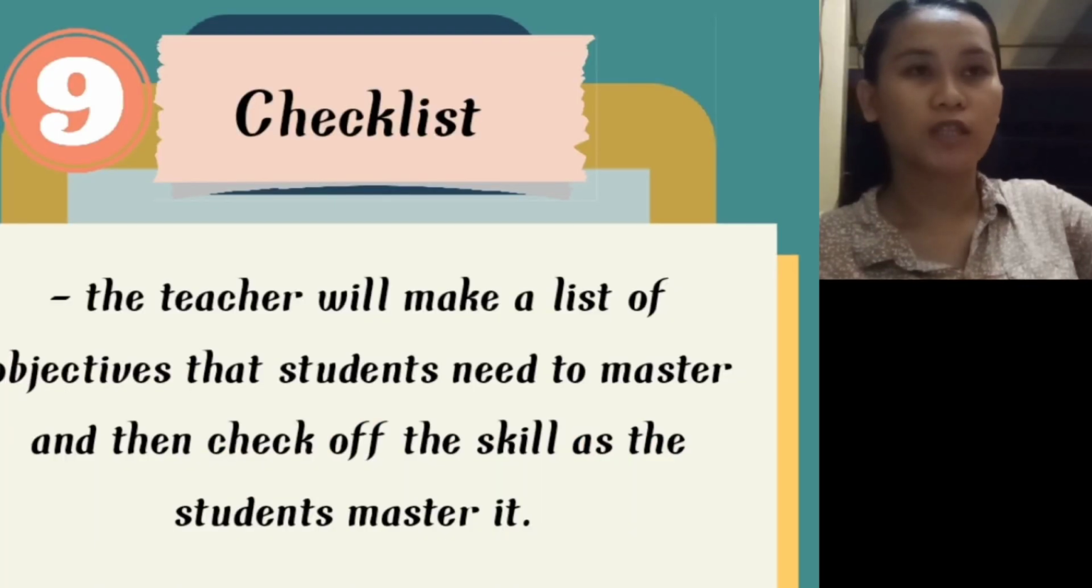Next, we have the checklist. The teacher will make a list of objectives that students need to master and then check off the skill as the things not to be taught. Now, this will allow teachers to keep on track about the students' progress, where it will determine which part of it students need to master or areas for improvement and which aspect of the curriculum need not to be taught.